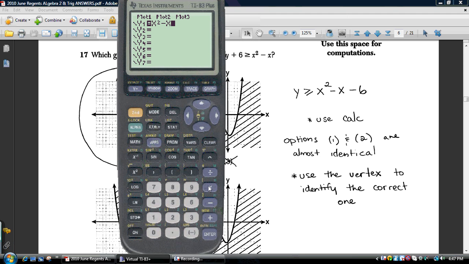X squared minus x minus 6. And then take a look. This thing reads y is greater than or equal to this quantity. Greater than, greater than. We are shading up towards that higher power. Yep, towards the higher power. Shade up, hit enter. That's a solid line. Shading up looks like that. Hit the graph button, check it out.